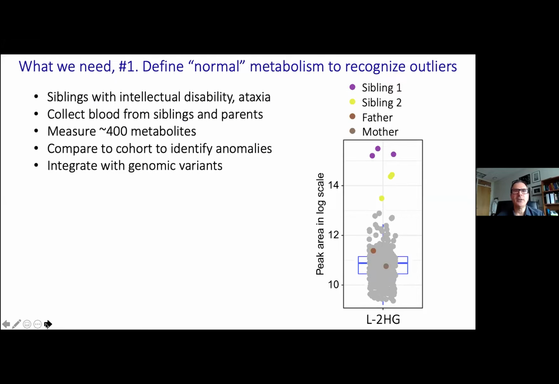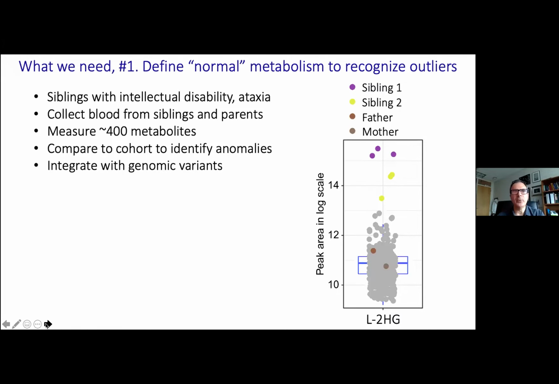Okay, first, in order to recognize outliers, we have to have a handle, obviously, on the normal ranges for the metabolites that we can detect with broad profiling techniques like metabolomics. And that's an order of magnitude more metabolites than what we detect with conventional testing in the clinic. We've been working on this here in a clinical research program that recruits subjects suspected to have inborn errors.